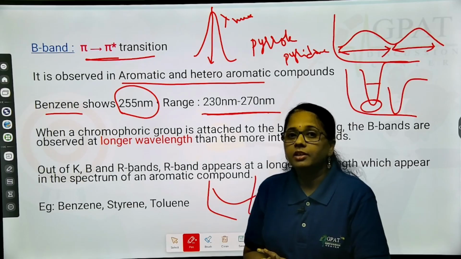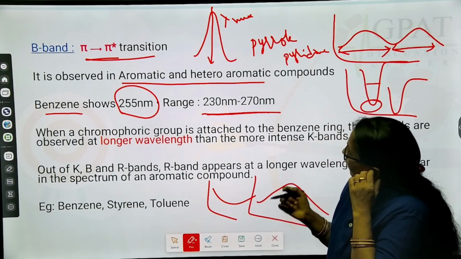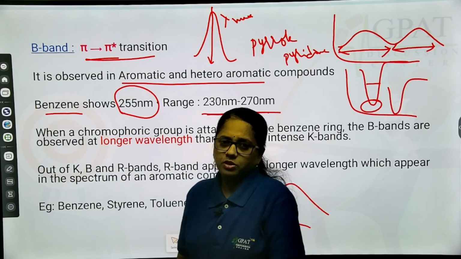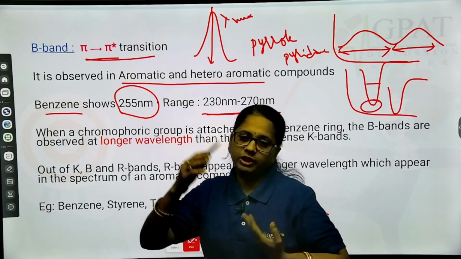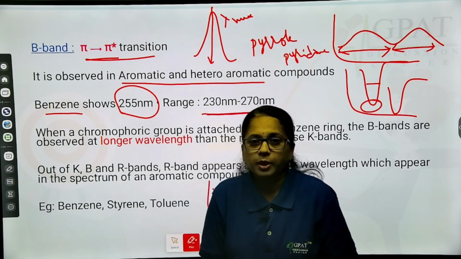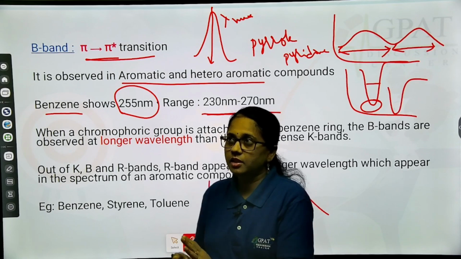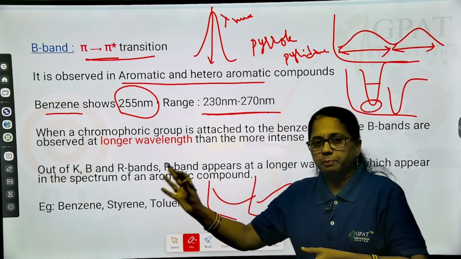These are nothing but absorption bands due to the electronic transitions. Okay, and why these absorption bands? Generally we are going to observe transitions. We know pi to pi star electronic transitions are going to be observed. But why is the spectrum like that? Why is it giving sometimes sharp peaks and sometimes a wide band?